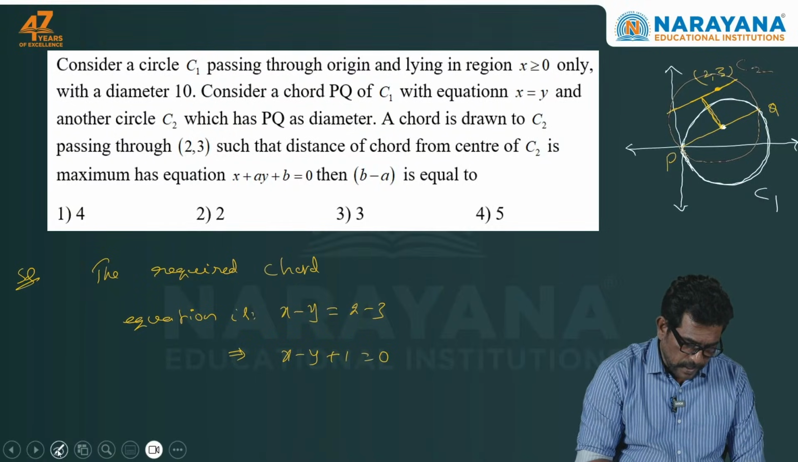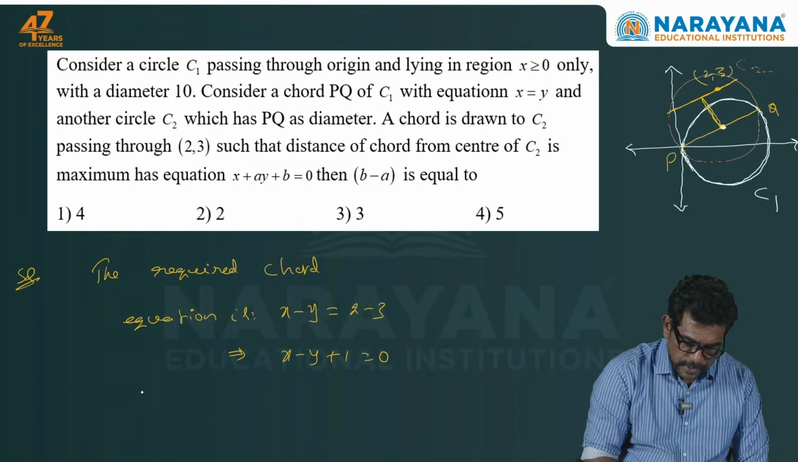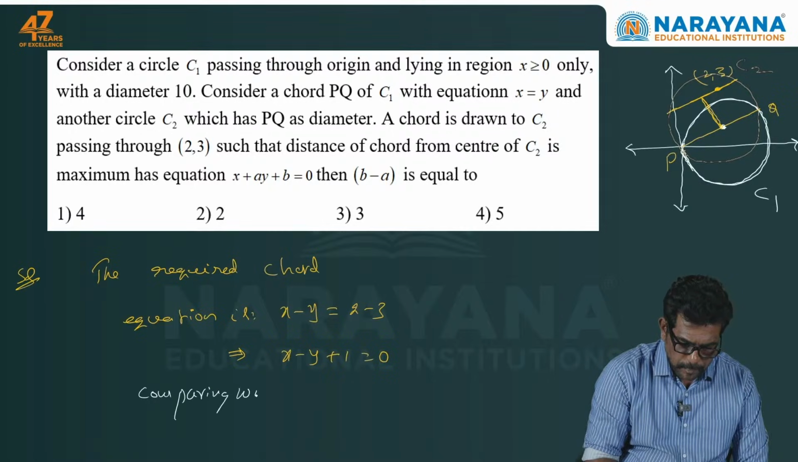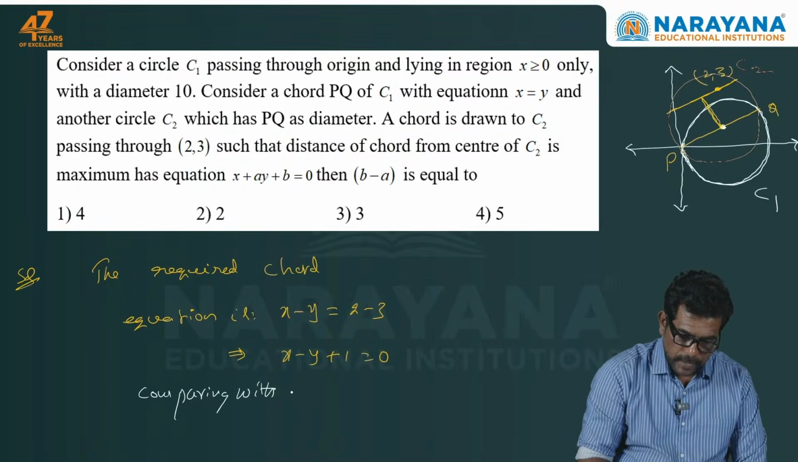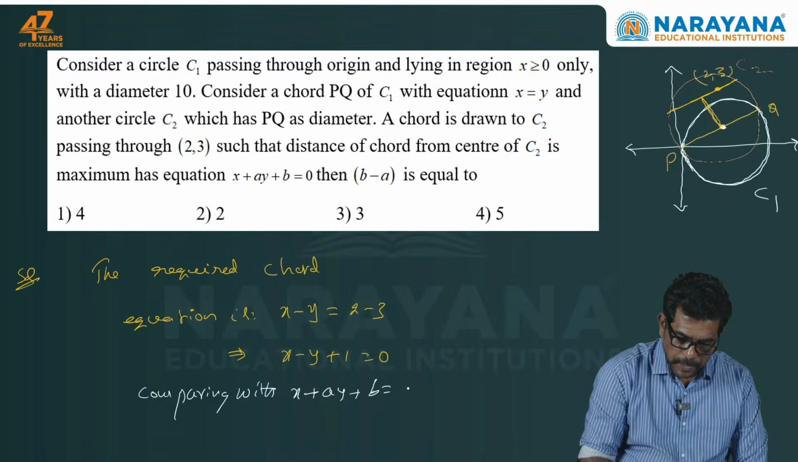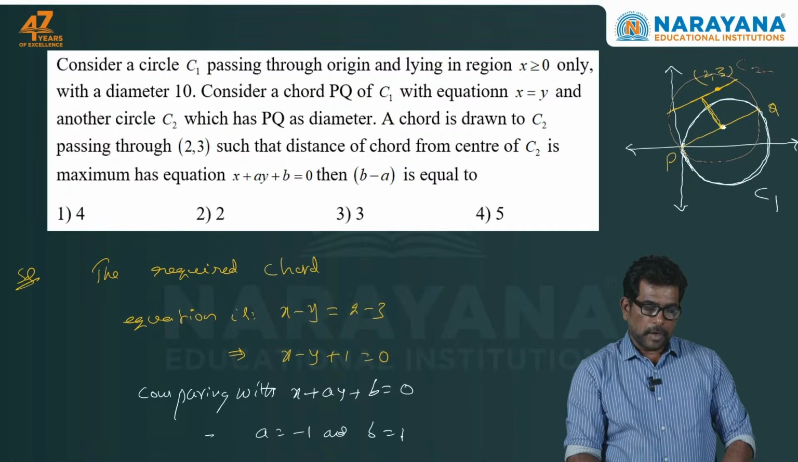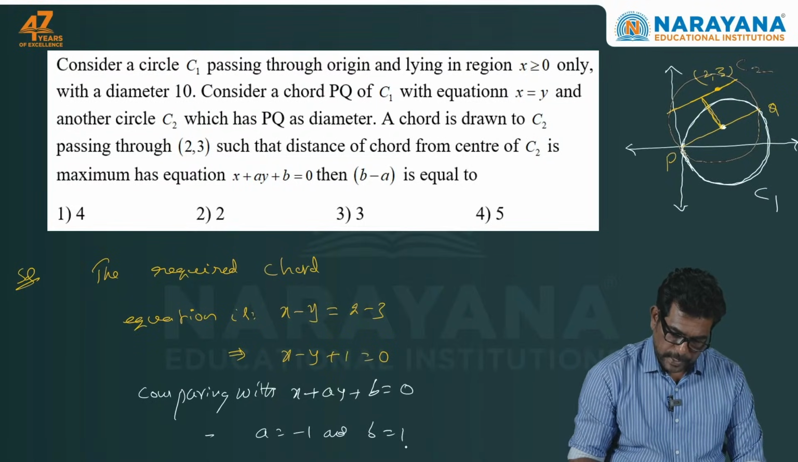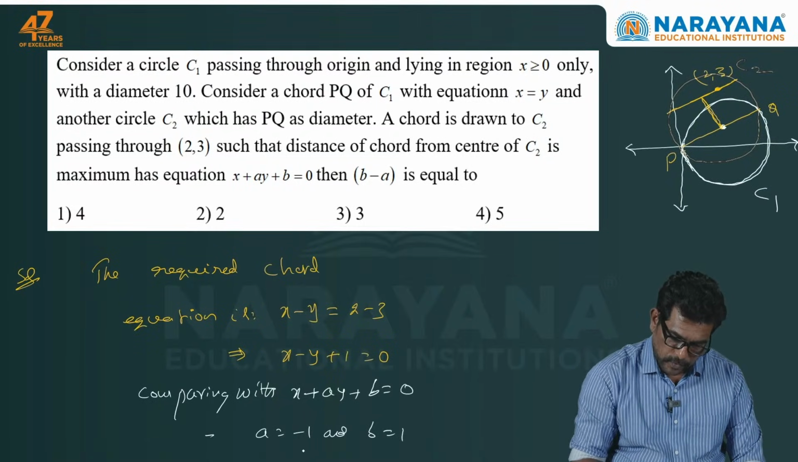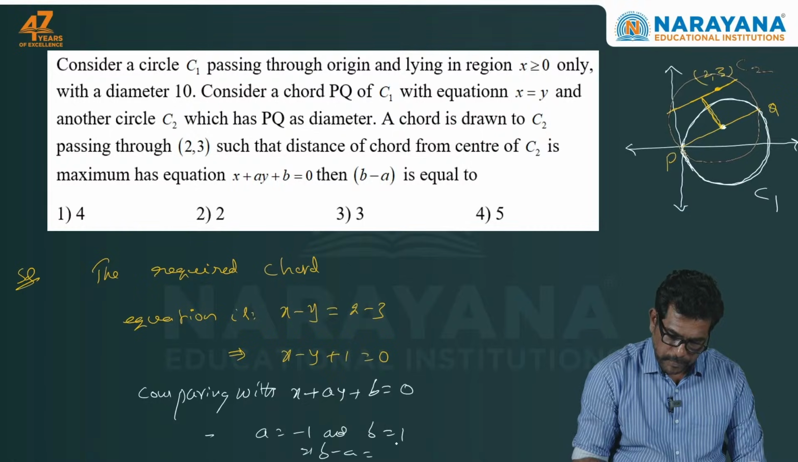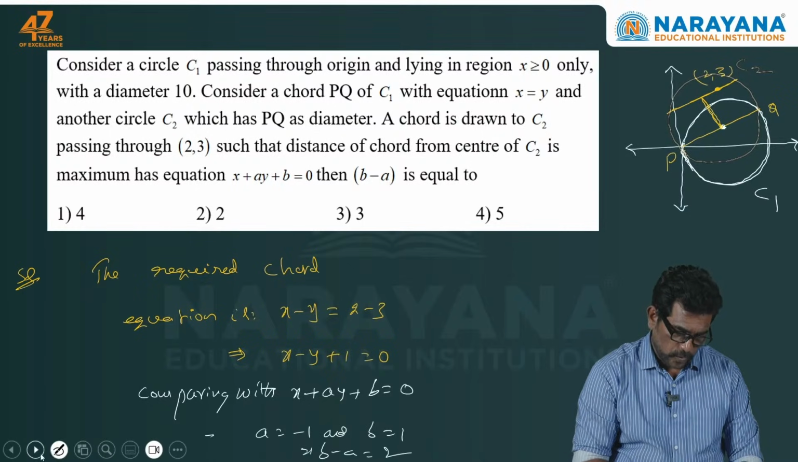Now this one is compared with the given equation x plus ay plus b is equal to 0. We get here a is equal to minus 1 and b is equal to 1. Now they asked for b minus a. So b minus a is equal to 2. 2 is the answer.